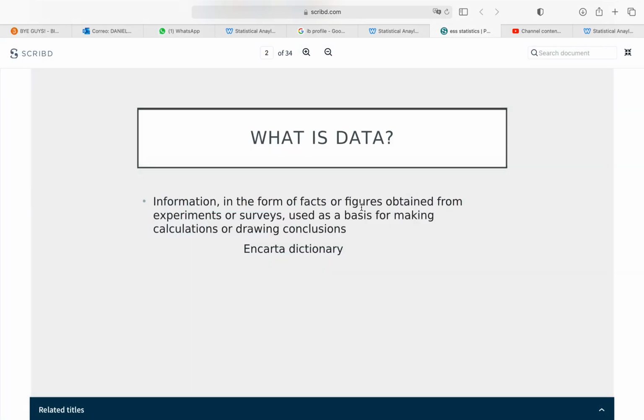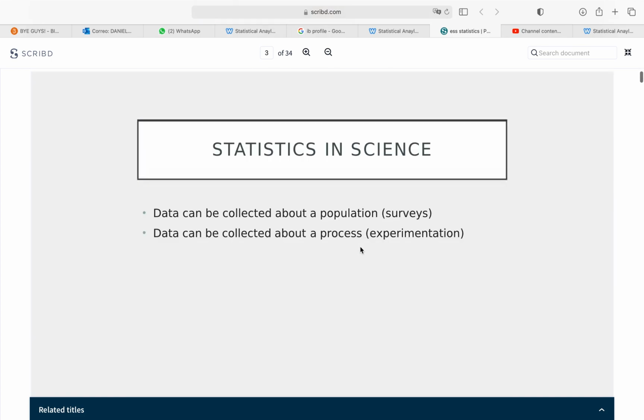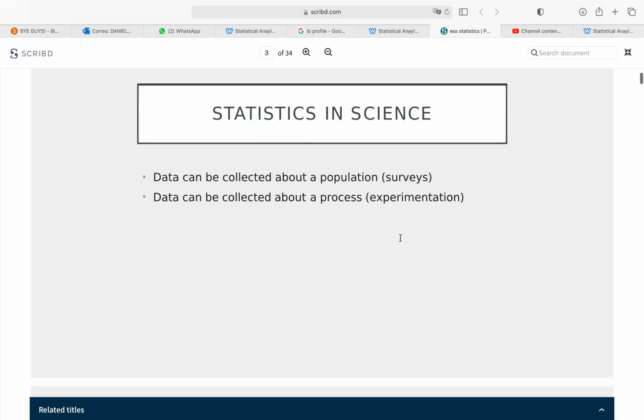that we need to remember what data is, right? It could be called data or datum. Information in the form of facts or figures obtained from experiments or surveys, used as a basis for making calculations or drawing conclusions. That is data. In science, data can be collected about a population, through surveys, or maybe about experimentation, right?